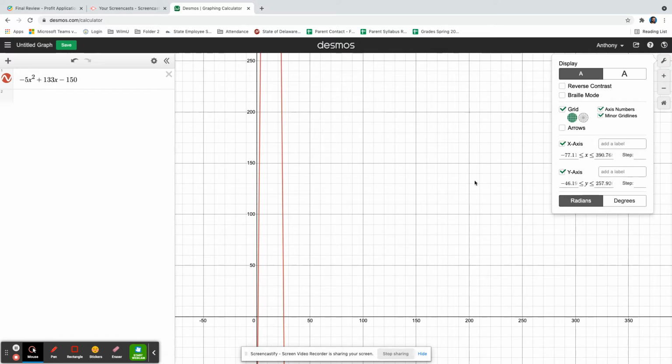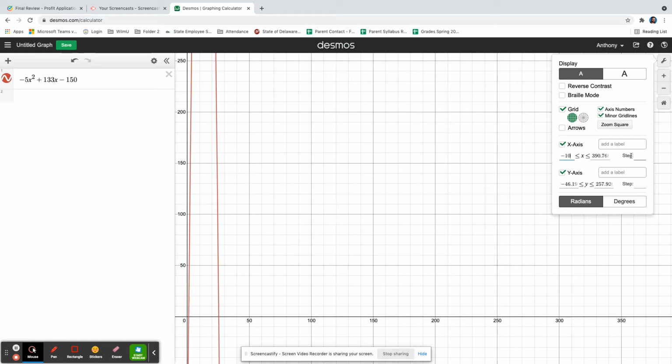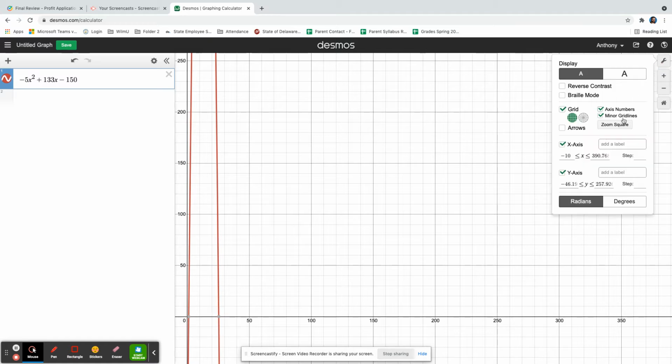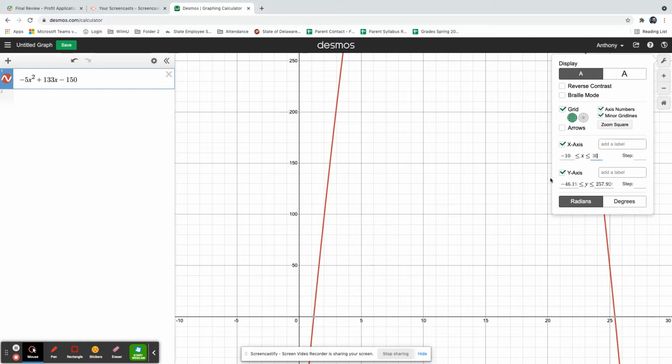So if I hit the graph settings right here, and I don't care about negative prices for the contest, so I'm just going to go back a little bit before like negative 10. I can see my two break-even points, $1.18 and $25.42. So I'll change this a little bit past 25, so I'll just go up to 30. And then negative 40 is good. I just want to be a little bit underneath the axis. You can see it's going up to about 250 right there.